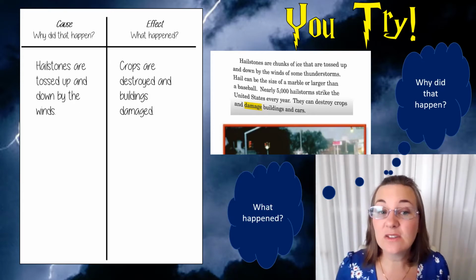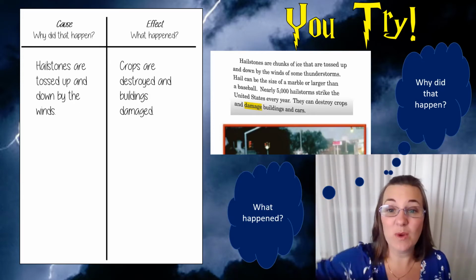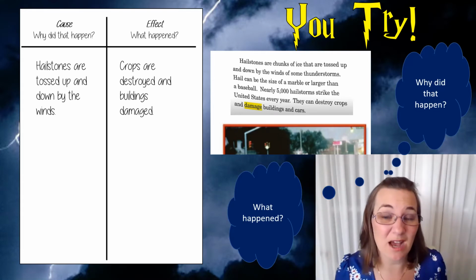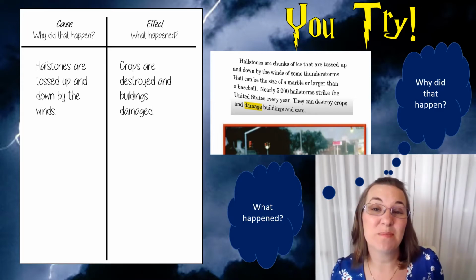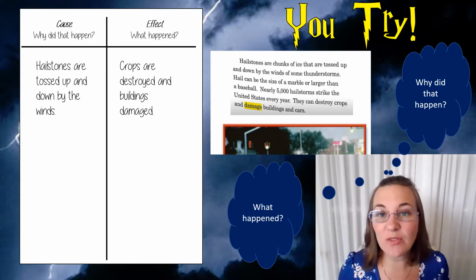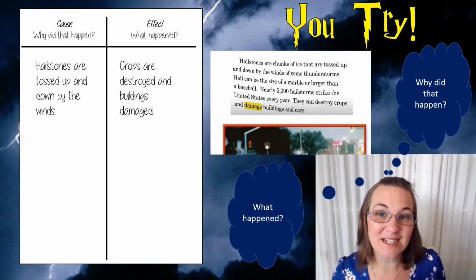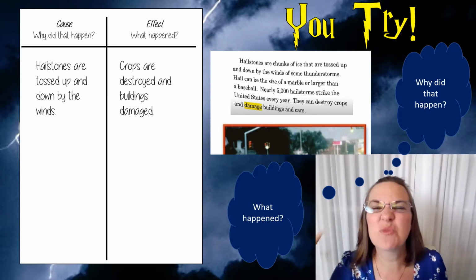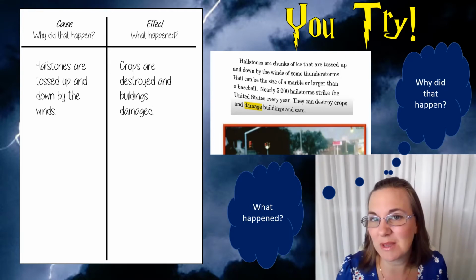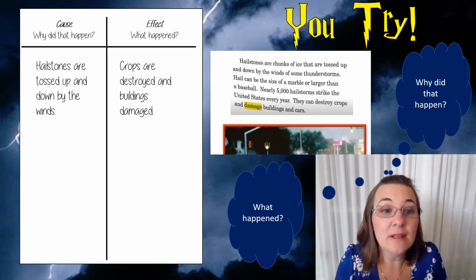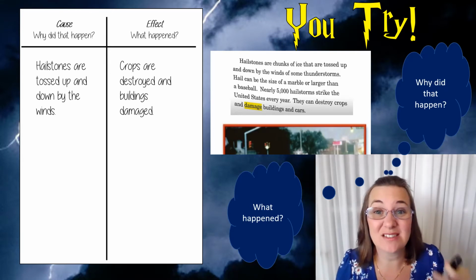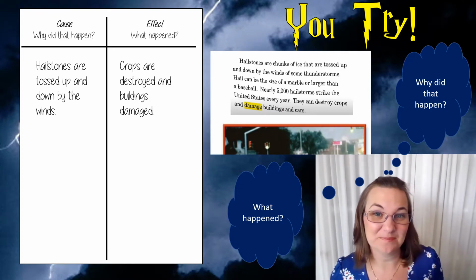Because hailstones were tossed up and down by the winds, or you could have said that the hail came down. The hail caused the crops to be destroyed and the buildings to be damaged. And so the author used a cause and effect connection between those two ideas. What happened? The crops were destroyed and the buildings were damaged. Why did that happen? Because the hailstones were tossed up and down by the wind.